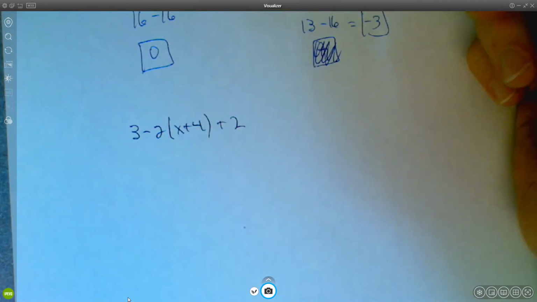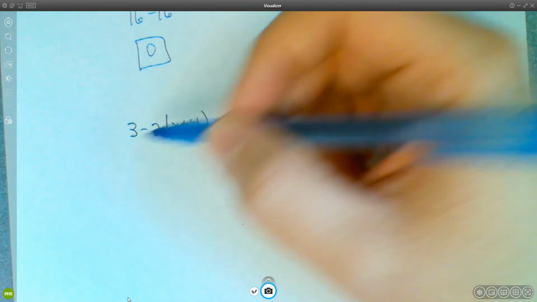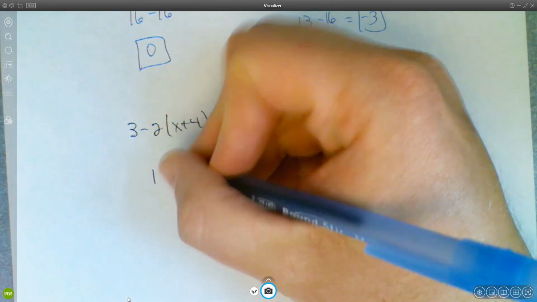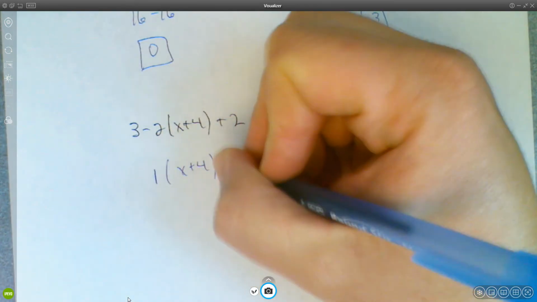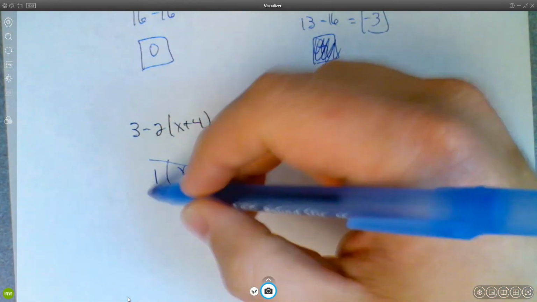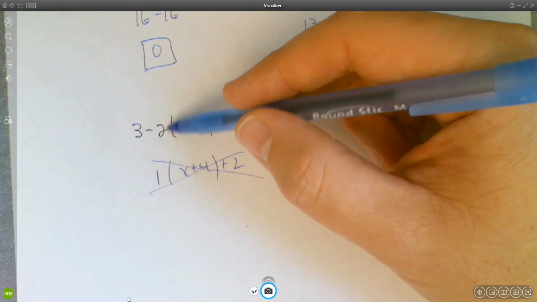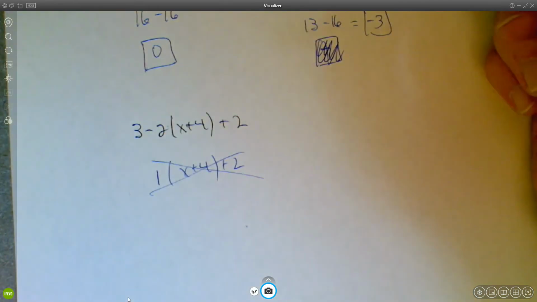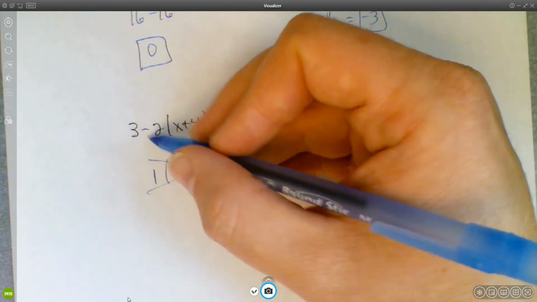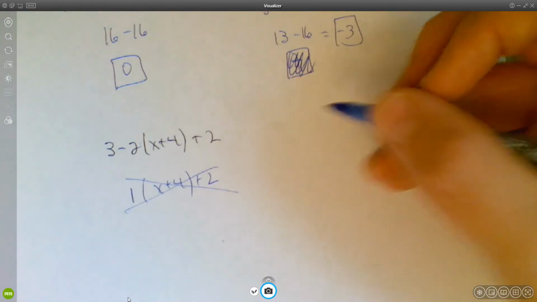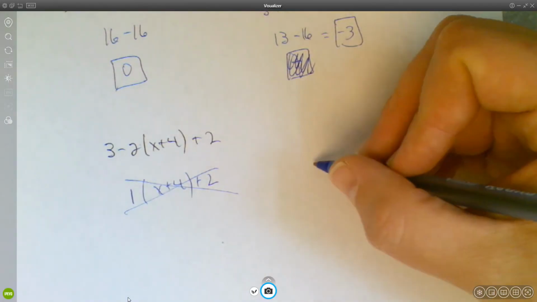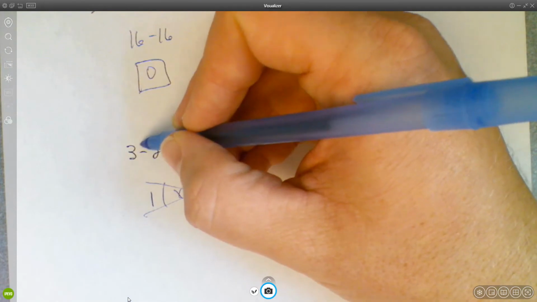But a mistake that students often make is that they'll do the subtraction first, and they'll just call this, oh, well, it's just 1 times x plus 4 plus 2. But that's wrong, okay? Because order of operations tells us that we're going to have to do this multiplication first, the 2 times this thing. So really you should multiply by negative 2 first.